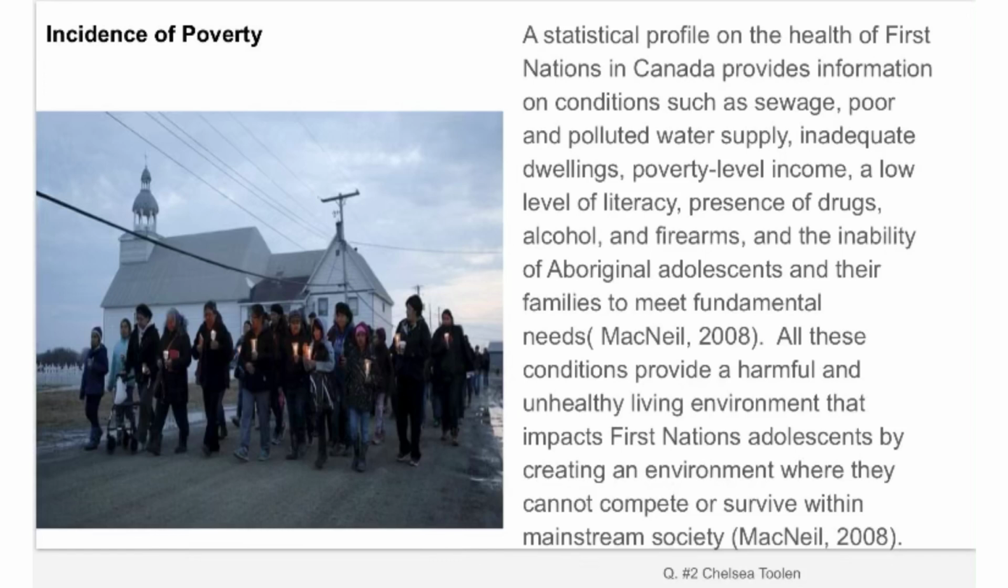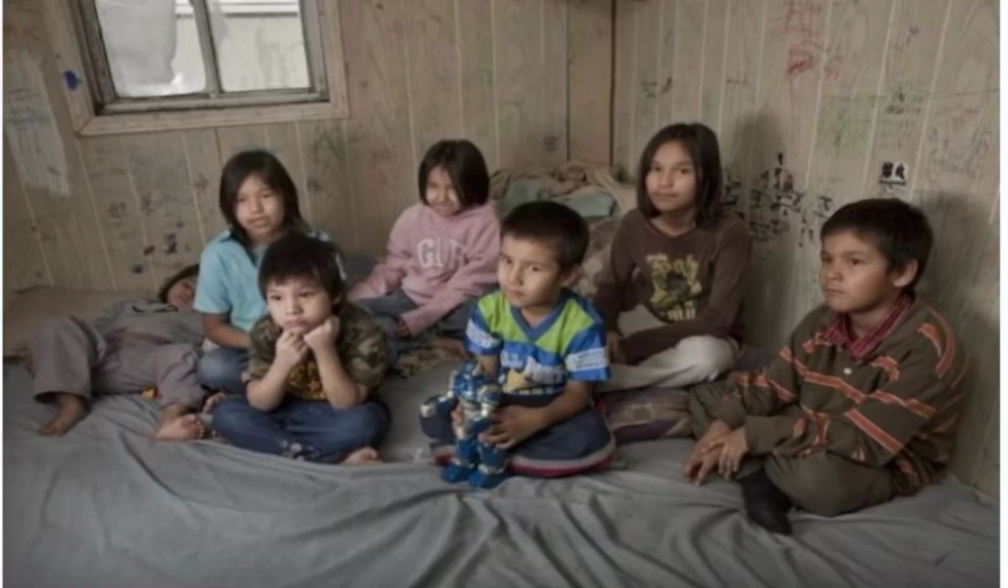A statistical profile on the health of First Nations of Canada provides information on conditions such as sewage, poor and polluted water supply, inadequate dwellings, poverty level income, a low level of literacy, presence of drugs, alcohol, and firearms, and the inability of Aboriginal adolescents and their families to meet fundamental needs. All these conditions provide a harmful and unhealthy living environment that impacts First Nation adolescents by creating an environment where they cannot compete or survive with mainstream society.